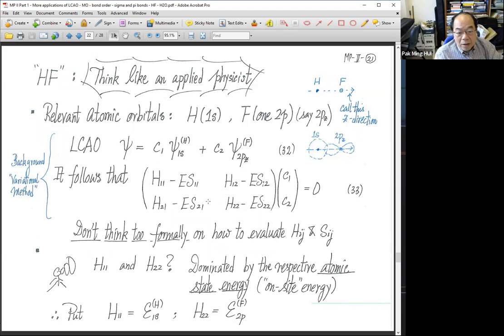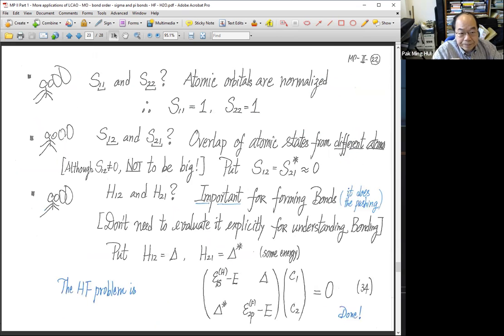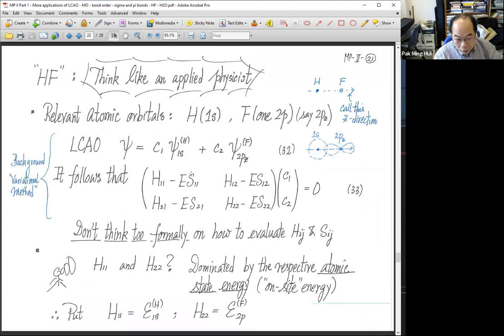Done. Then, how about S11 and S22? They are normalized. Hydrogen 1s is normalized itself. Fluorine 2p is normalized itself. It's 1. Nice. So so far, this is 1, this is 1. Okay, and we know this.